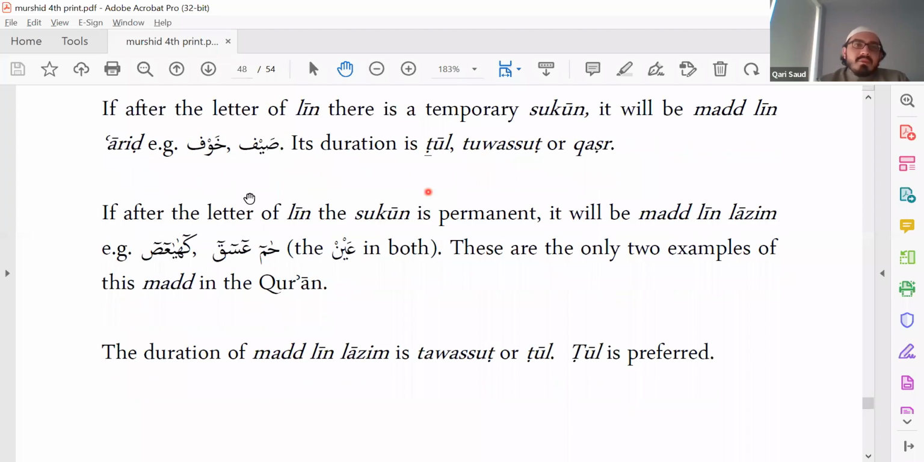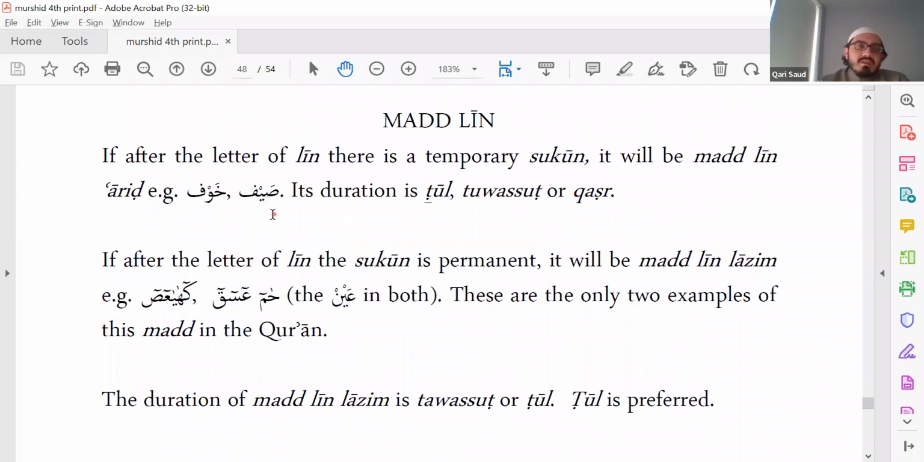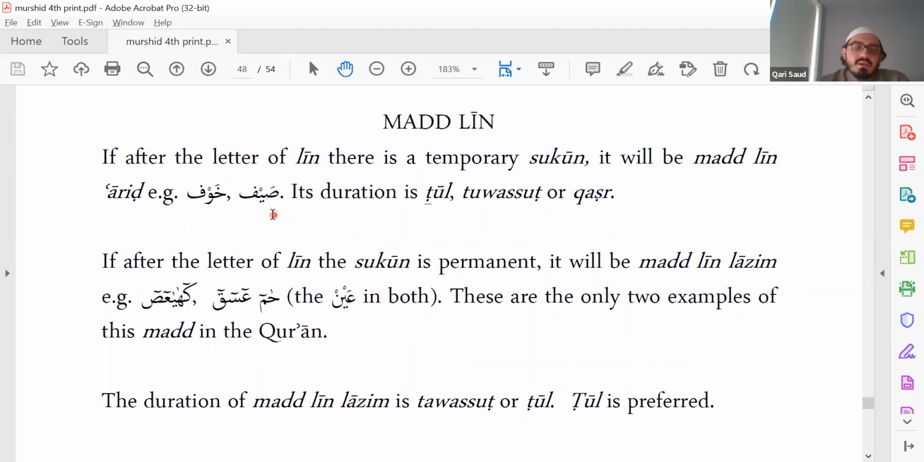Here it is not permanent. Why? Because you can say لإيلاف قريش إيلافهم رحلة الشتاء والصيف, right? And carry on. Or in Surah Al-Ma'un, right? خوف. So it has a haraka. It's not always going to be sukoon. If you continue, it will not be sukoon.